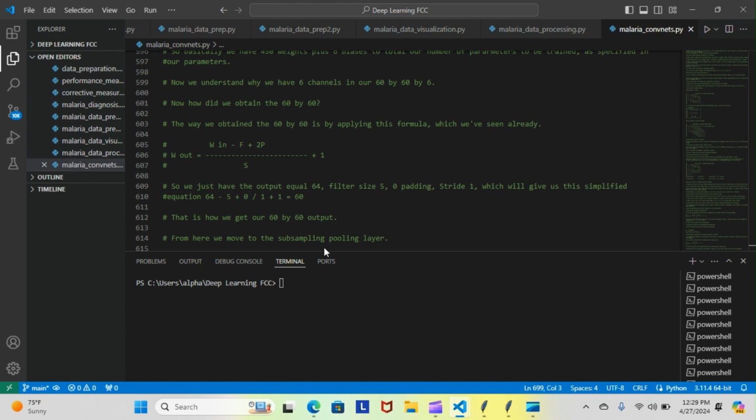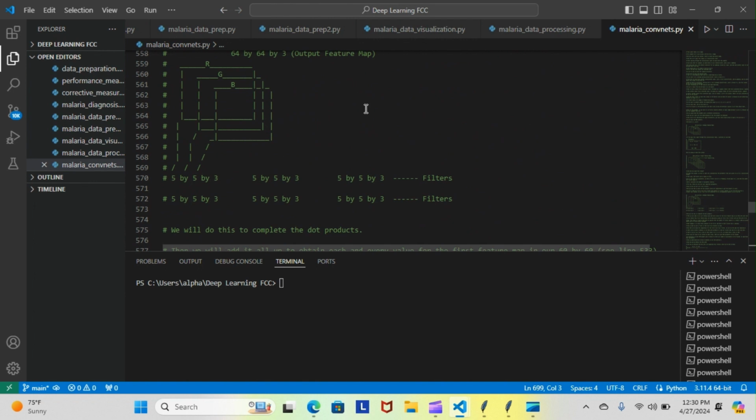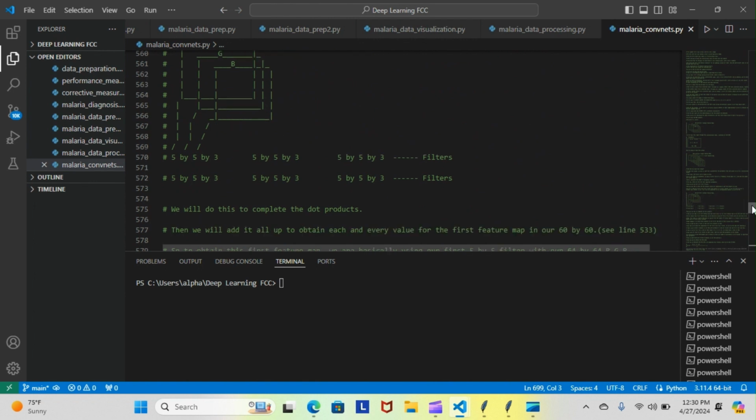So now we understand why we have the 6 channels, like we went over last time, and our 60 by 60 by 6. Now, how do we obtain a 60 by 60? The way we obtain the 60 by 60 is by applying this formula, which we've seen already. The width output equals the width input, take away the filter, plus 2 times the padding, divided by the stride, plus 1. So if you remember, our original output feature map here was 64 by 64 by 3. So you need to keep that in mind.